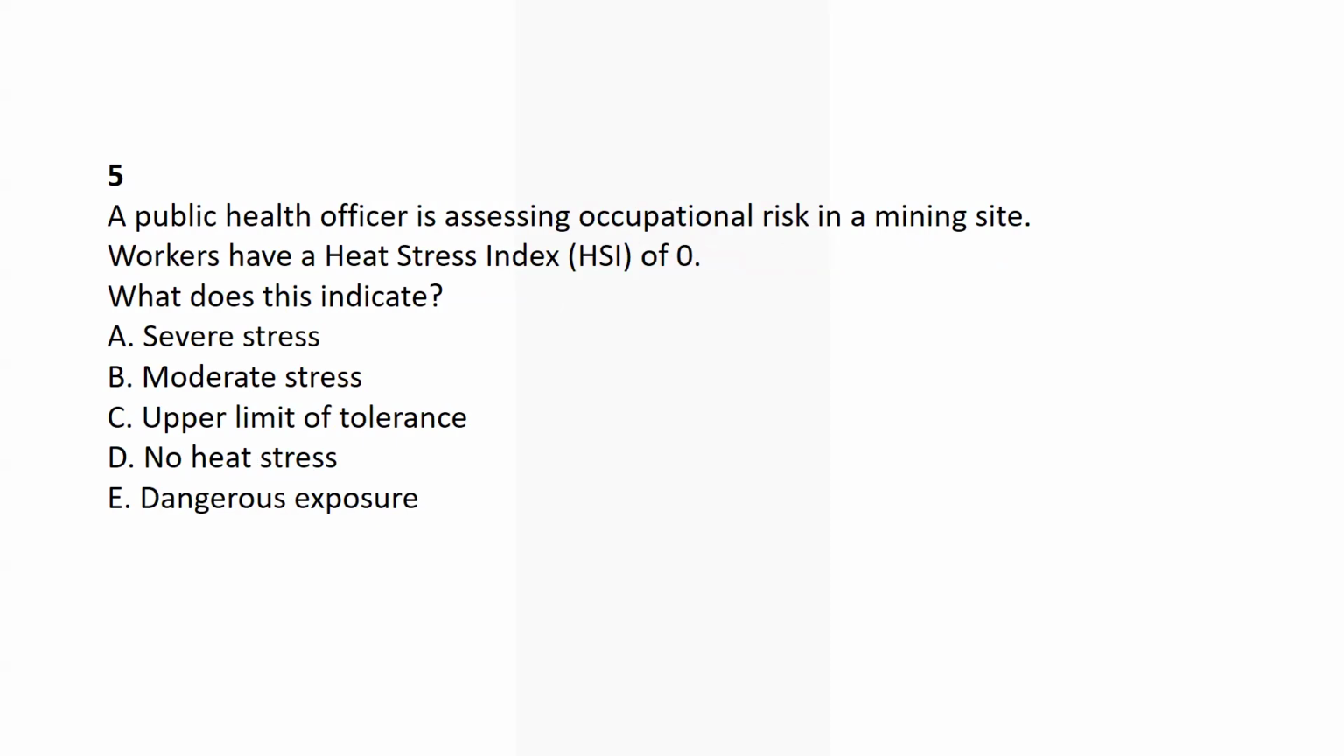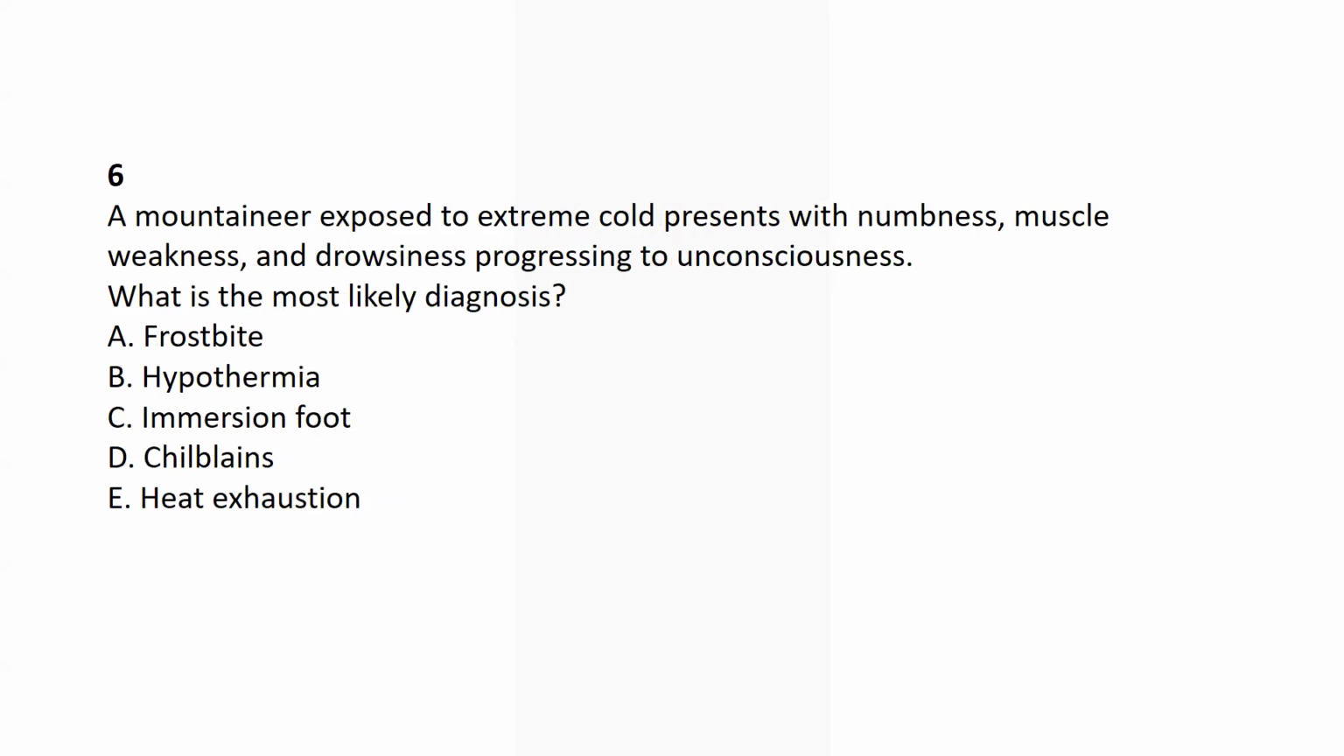Question number 5 is, a public health officer is assessing occupational risk in a mining site. Workers have a heat stress index of 0. What does this indicate? Option A is severe stress, B, moderate stress, C, upper limit of tolerance, D, no heat stress, and E, dangerous exposure. 0 means no heat stress.